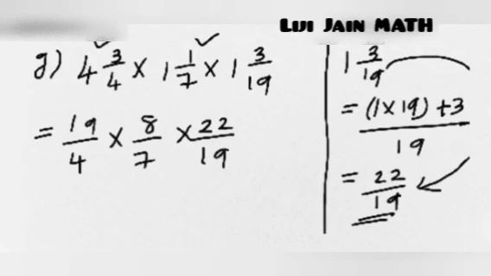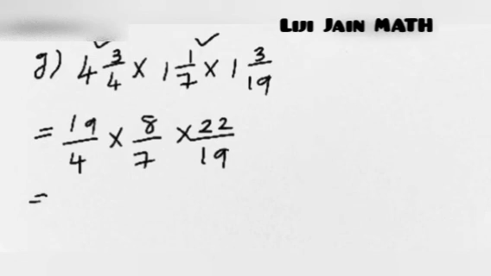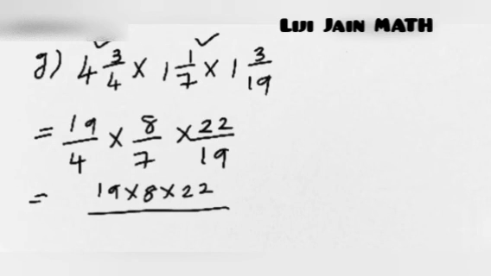Now can we apply the rule for multiplying fractions? Yes, we can apply the rule for multiplying fractions now, isn't it? So let's try to multiply. It becomes the product of the numerators. Which are the numerators? Numerators are 19 and 8, that into the next one, 22, isn't it? By the product of the denominators, means 4 into 7 into 19. Okay. Now, next step.